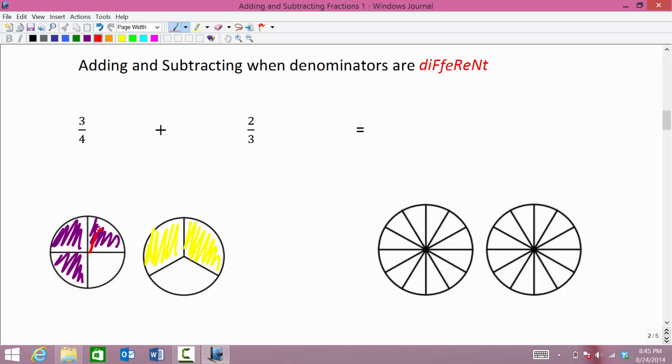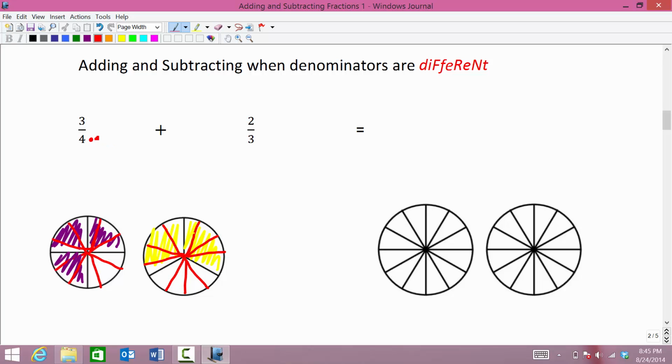Let's say that I would take this and I would break this into 3 pieces. So each of these be broken up into 3 pieces. Pretend like those are equal. And the same thing over here. Let's say that I break this up into 4 pieces. Now both of them have 12 equal pieces.